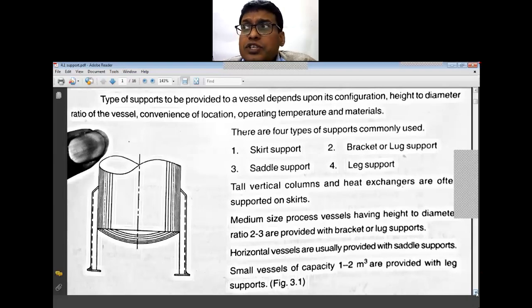The pipelines which you can see on the roadside have certain concrete saddles provided, and on those concrete saddles the pipes get supported. So this saddle support is for horizontal pipes.